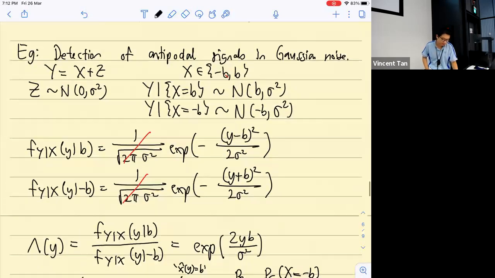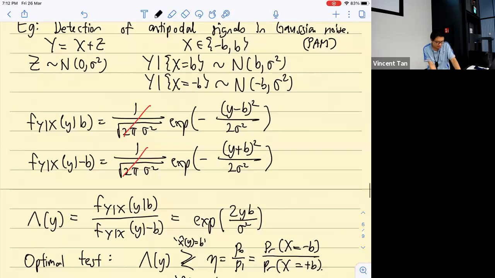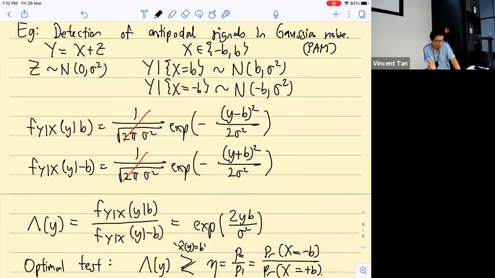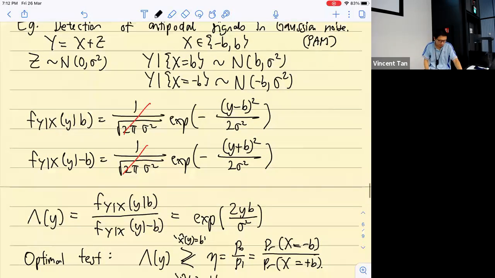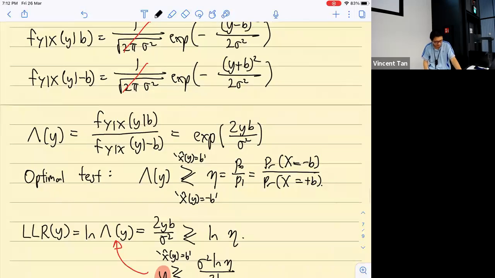This is the example concerning detection of antipodal signals in Gaussian noise. This has a name actually. I just remember antipodal signals is something that I learned a long time ago. It's called PAM, I think. Pulse amplitude modulation. PAM. That's QAM also, QAM. So in this case here, y is equal to x plus z, and z is Gaussian noise, and x can only take on two values. So those are its x, magnitude is b, okay? But the further apart, the better, easier to distinguish. So these are f of x, these are the distributions, and this is nothing but the likelihood ratio. We haven't taken log yet.